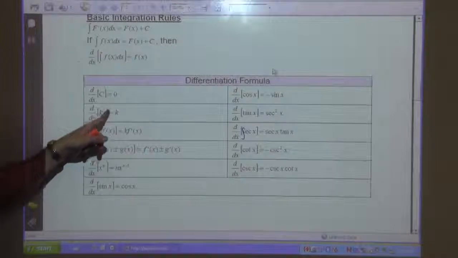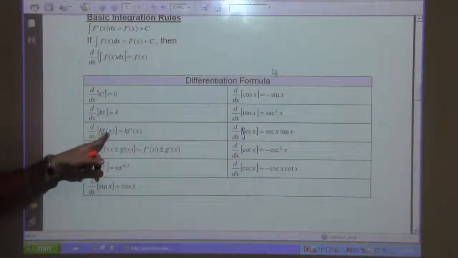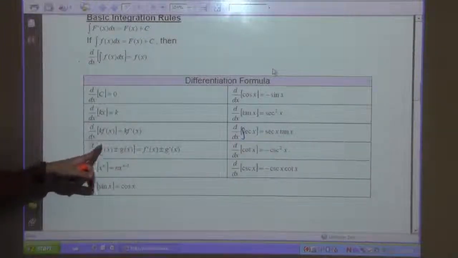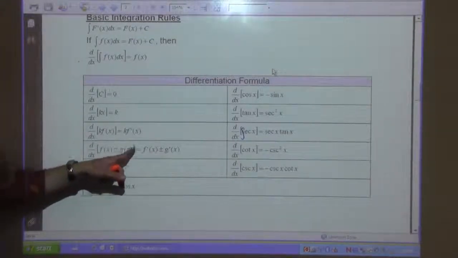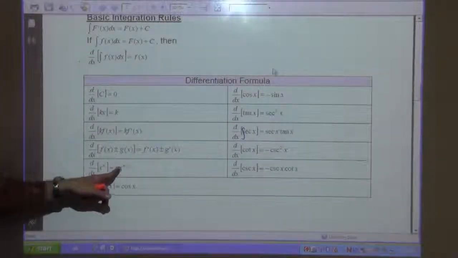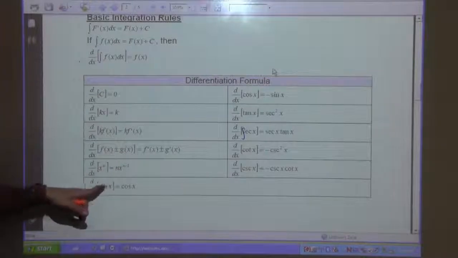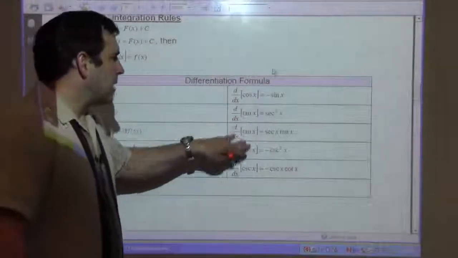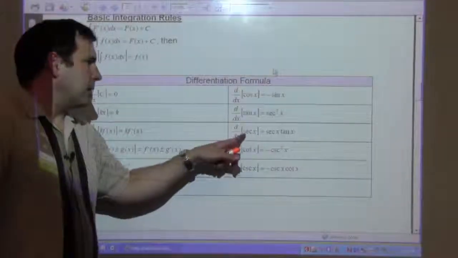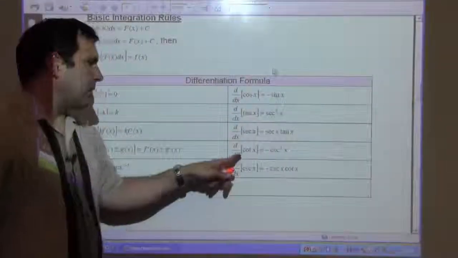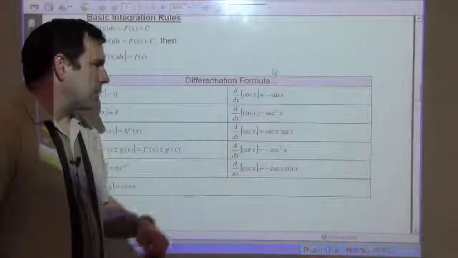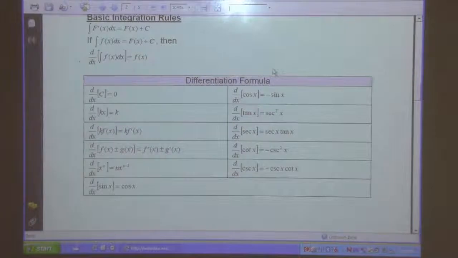The derivative with respect to x of kx is k. The derivative with respect to x of k f of x is k f prime of x. The derivative with respect to x of f of x plus or minus g of x is f prime of x plus or minus g prime of x. d/dx of x to the n is n x to the n minus 1. d/dx of sine x is cosine. d/dx of cosine is negative sine. d/dx of tangent is secant squared. d/dx of secant is secant x tangent x. d/dx of cotangent is negative cosecant squared x. And d/dx of cosecant x is negative cosecant x cotangent x.